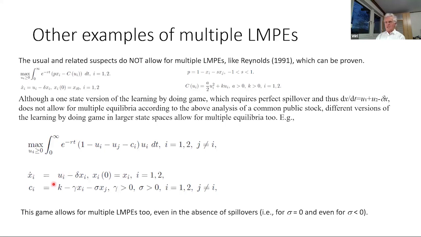But now, as the colleague mentioned before, the spillover takes place at the state level. So in this case, my costs are increased by my own stock of knowledge, but also by the stock of knowledge that the competitor has acquired. So this is somehow just another version of the learning by doing game. And for this reason, it's not so much surprising that we get multiple linear Markov perfect equilibria. Okay.